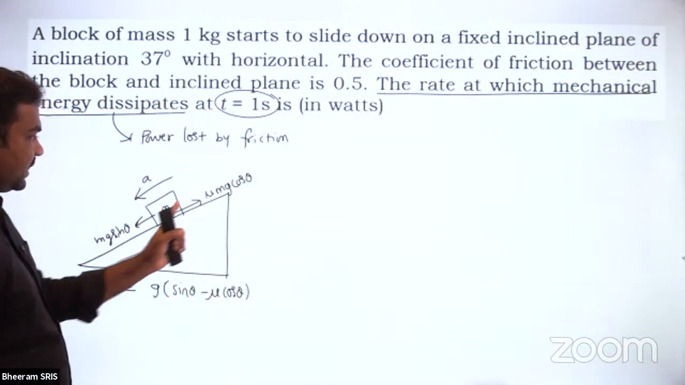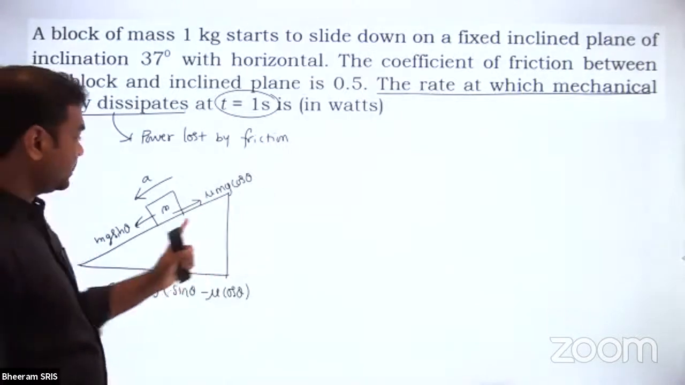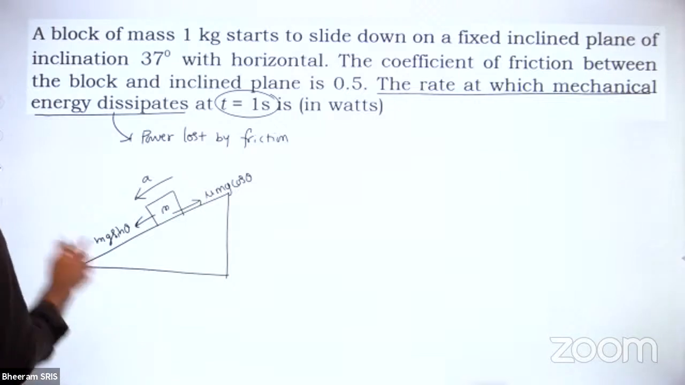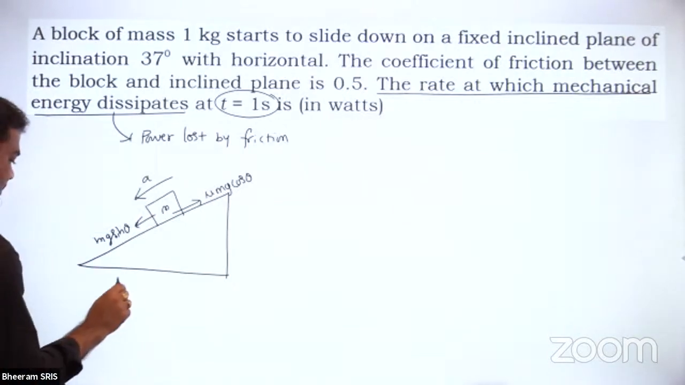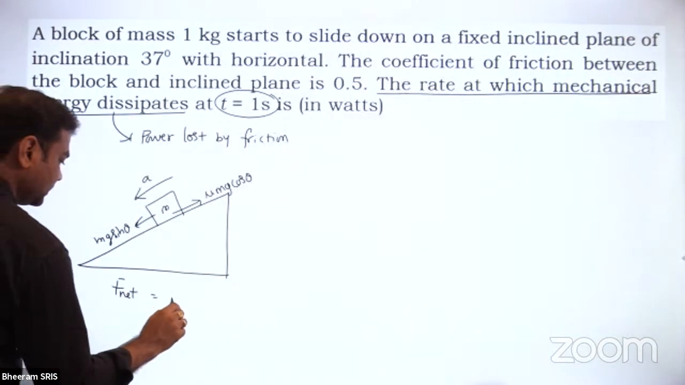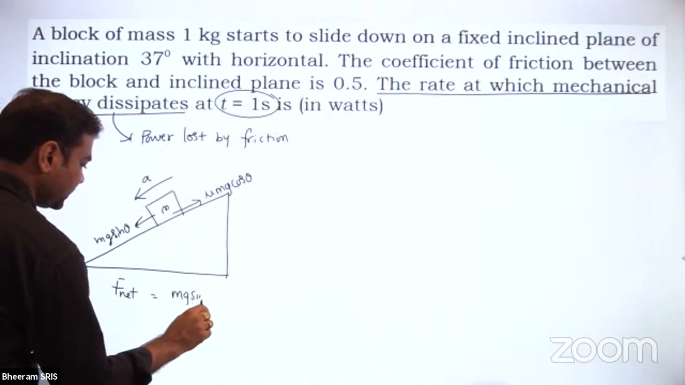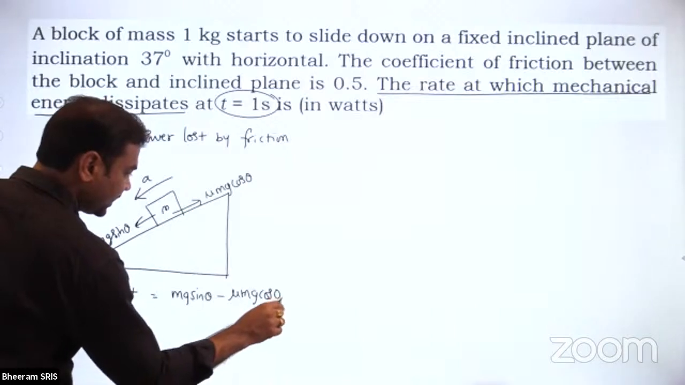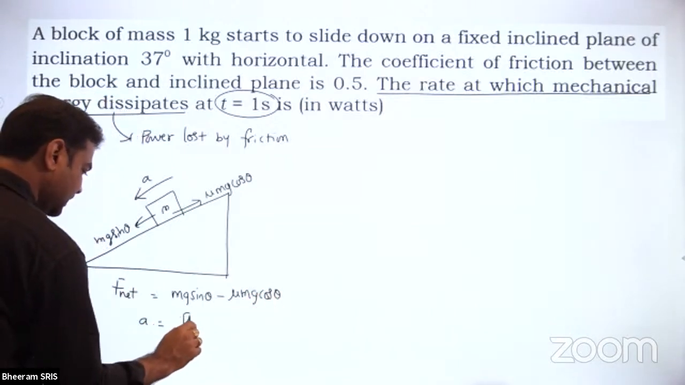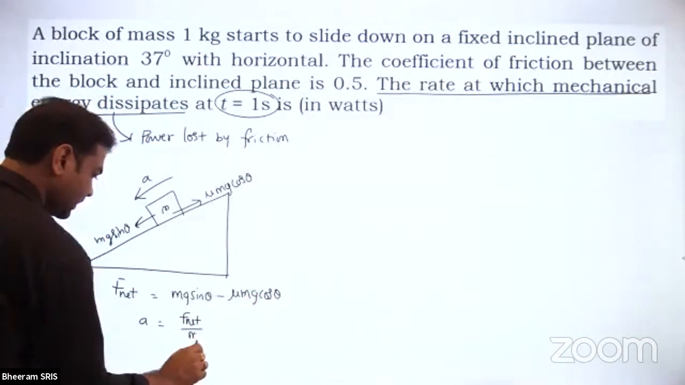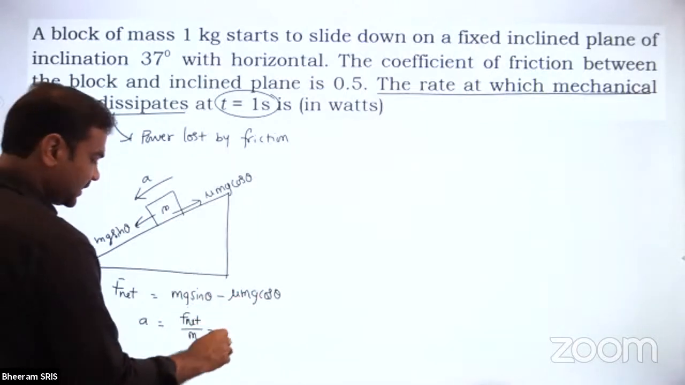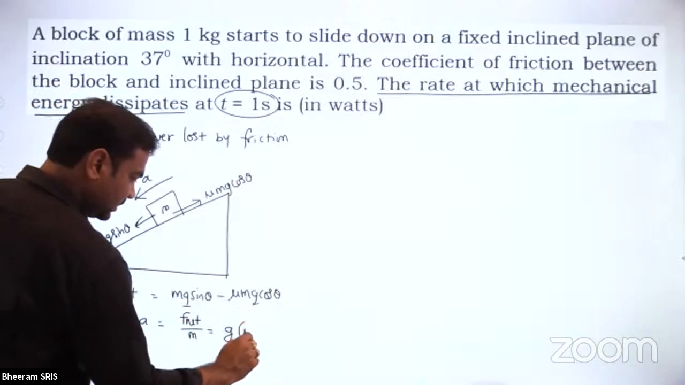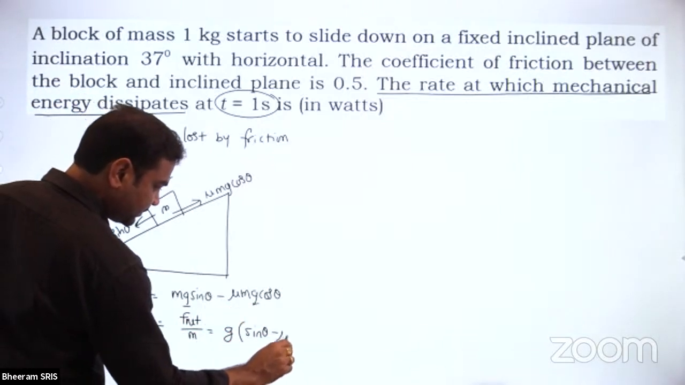Net force is mg sin theta minus mu mg cos theta. Let me write it down. Because sliding down has already been given, that's why. The net force is equal to mg sin theta minus mu mg cos theta. Then what is the acceleration? Acceleration is equal to net force by mass. Mass will cancel out, and g will be there in both the terms. So a is g into sin theta minus mu cos theta.